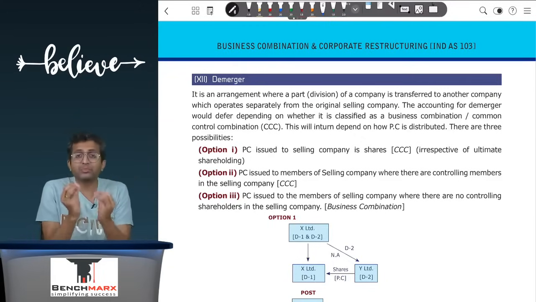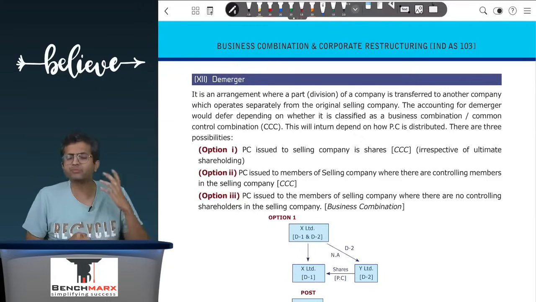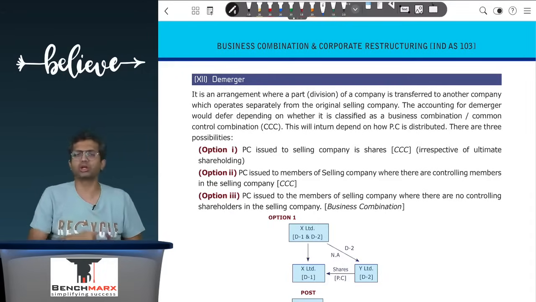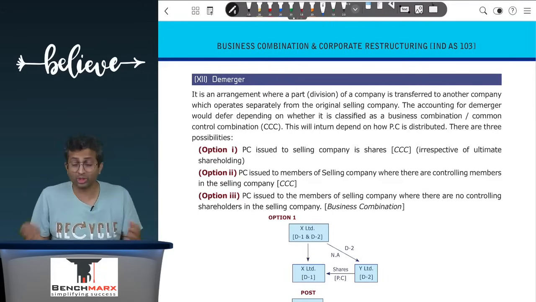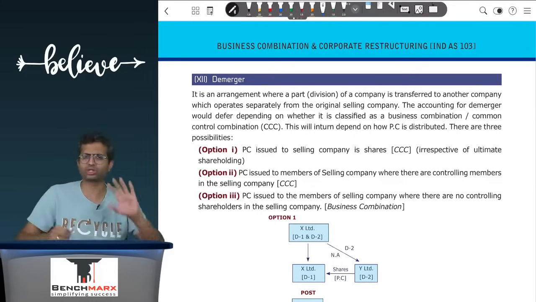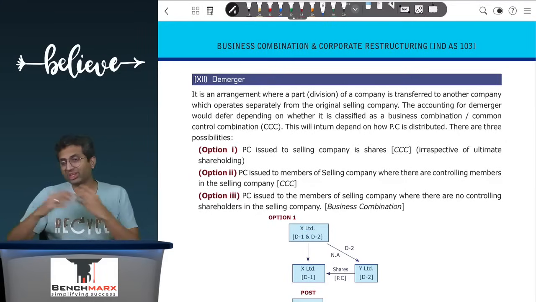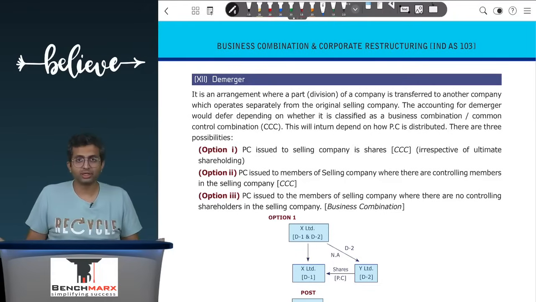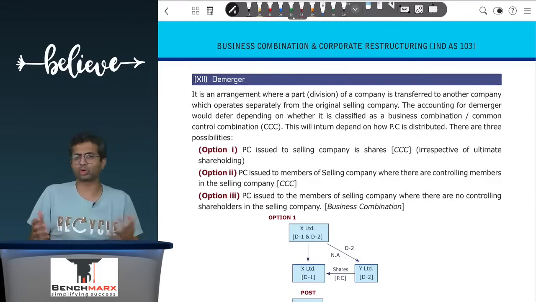So, if PC is distributed in shares and it is going to the shareholders of the selling company, we need to see whether there are any controlling shareholders or not. If there are controlling shareholders, then it is still a common control combination. However, if there are no controlling shareholders, then it is not a common control combination, because let's say there can be 100 shareholders in X, each holding one share each. Those same 100 shareholders will also be shareholders of Y. Now, none of these shareholders control X, because each of them has a 1% stake. None of these shareholders control Y either.